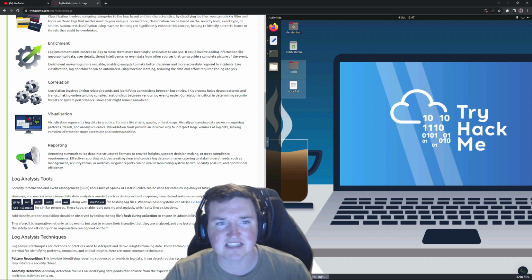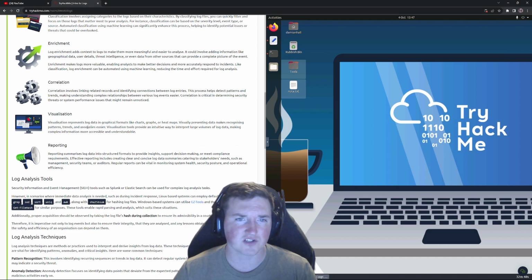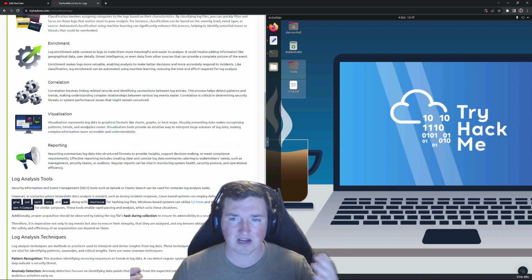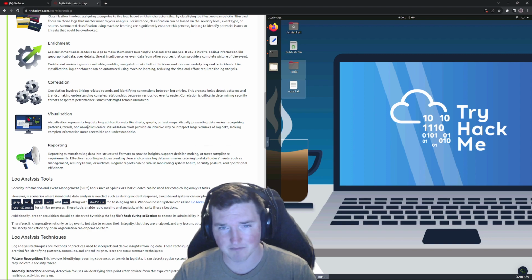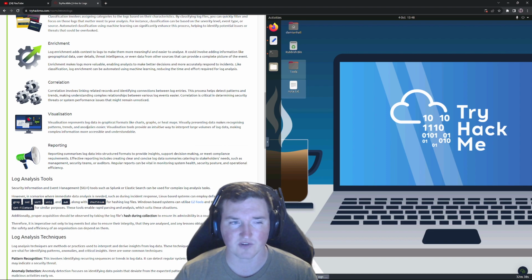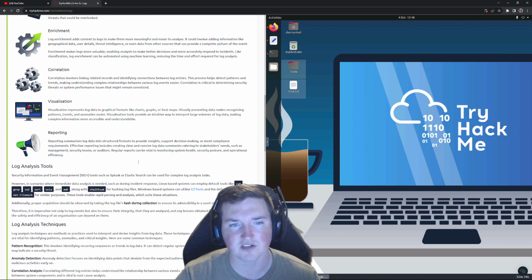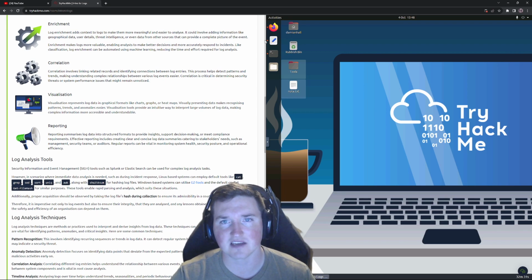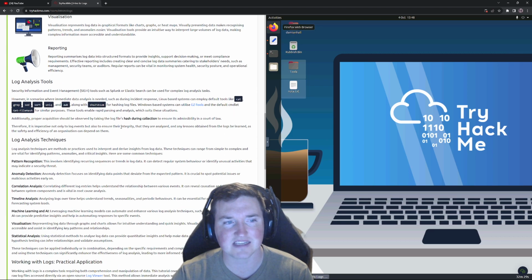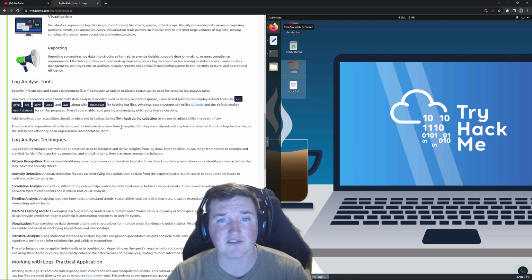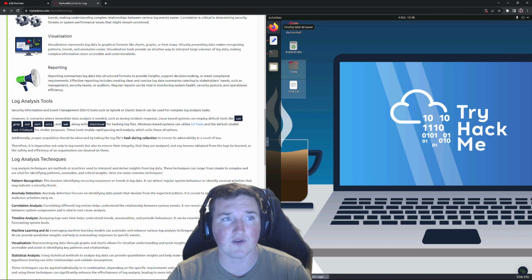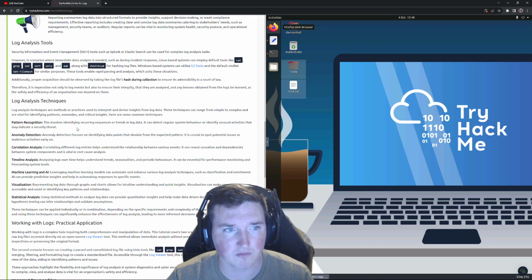Visualization, this is exactly what it sounds like. Taking charts, graphs, heat maps, whatever you want, and making it look good so that you can present it to people. Yes, it helps you. Trust me, it will help you. But it also makes it really nice to present to people. And then reporting, summarize log data into structured formats. This is exactly what it sounds like, for if you have an executive who needs to see, hey, how many events do we have this year? Well, if you have a nice graph for it, reporting is much easier. That's why the visualization comes right before reporting.